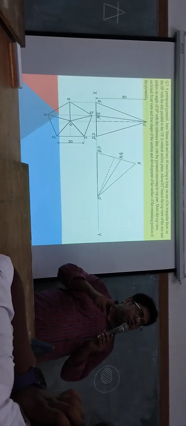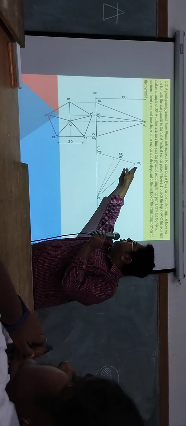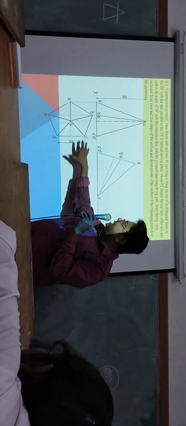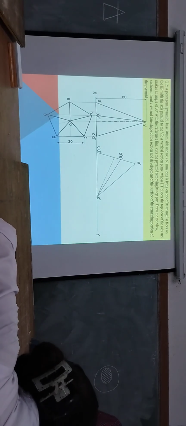Now what we will do, use the same procedure. These points, from here you will draw the vertical lines, from here you will draw horizontal lines, you will intersect the points. Just let me check it.